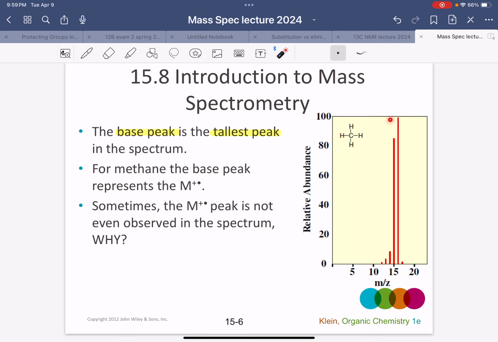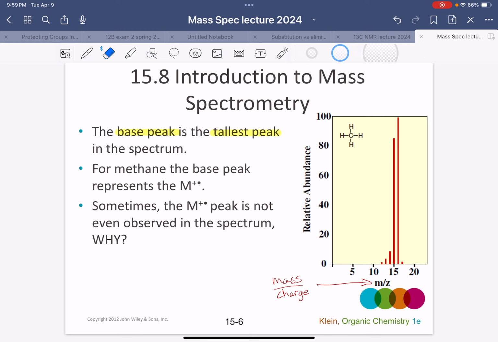So our base peak is our highest peak. We give that a value of 100 on our relative abundance, our Y scale. Our X scale is M divided by Z, so that's a mass to charge ratio. So if our charge is constant, if it's +1, then our value on the x-axis is simply the mass.